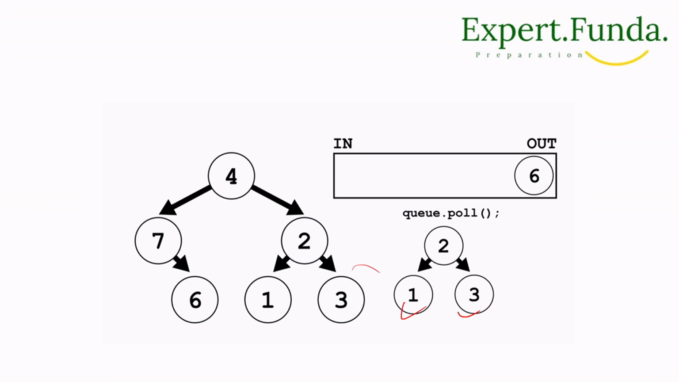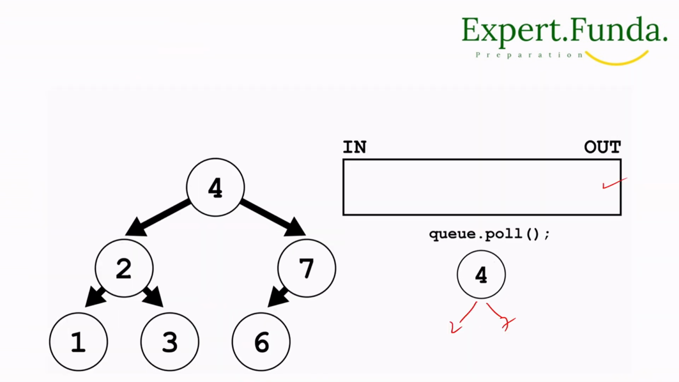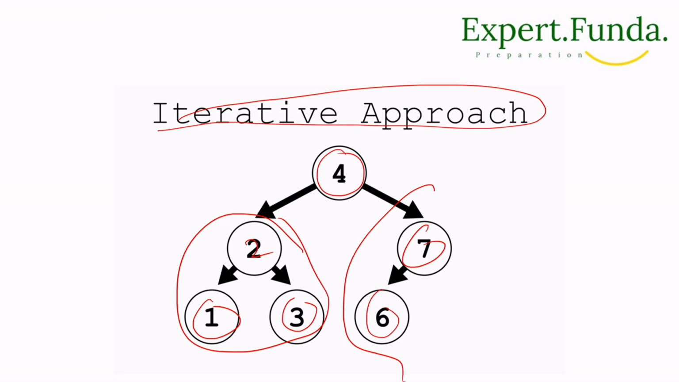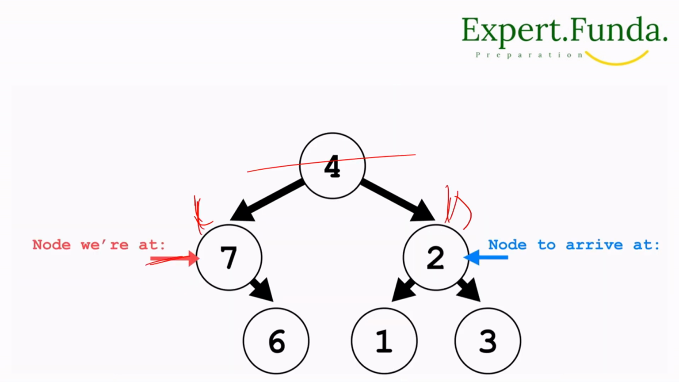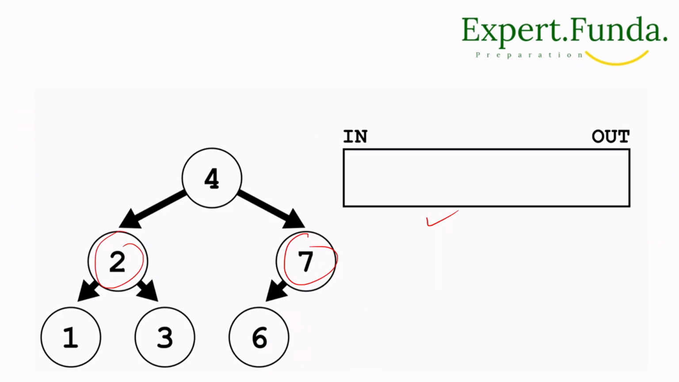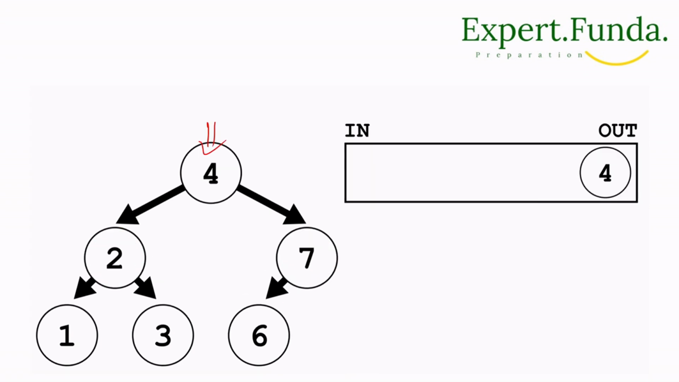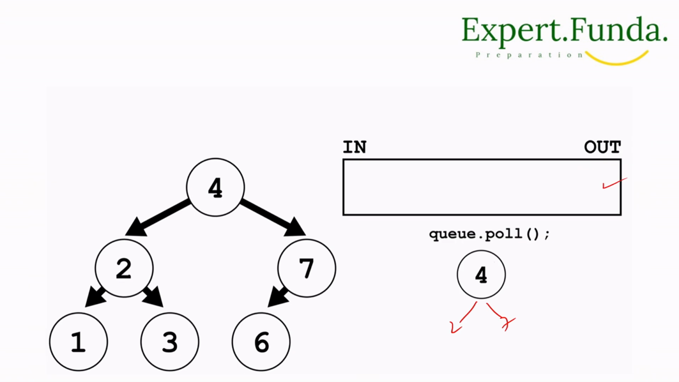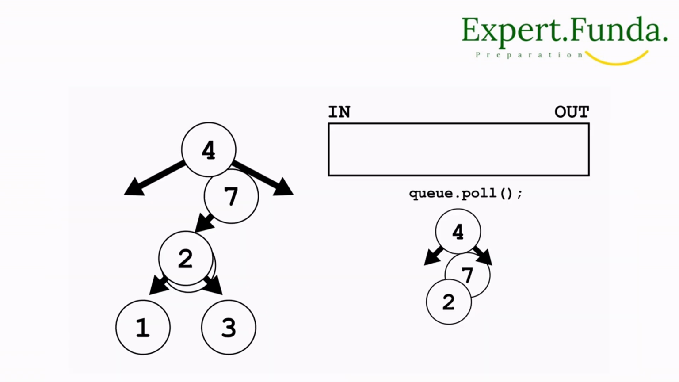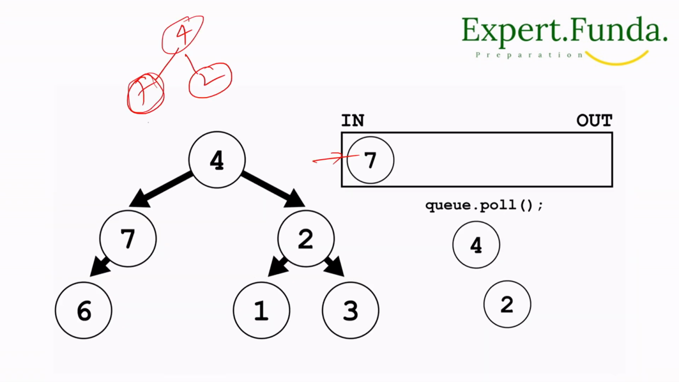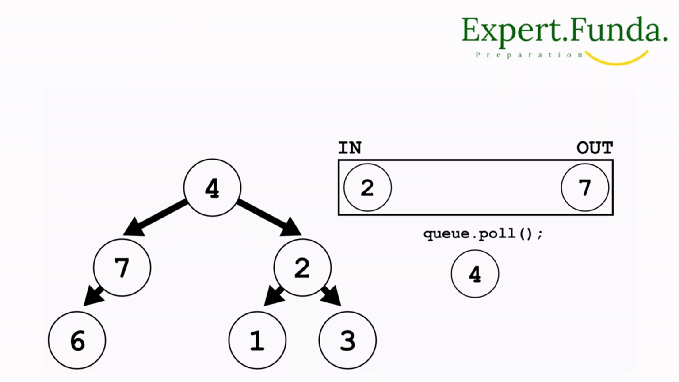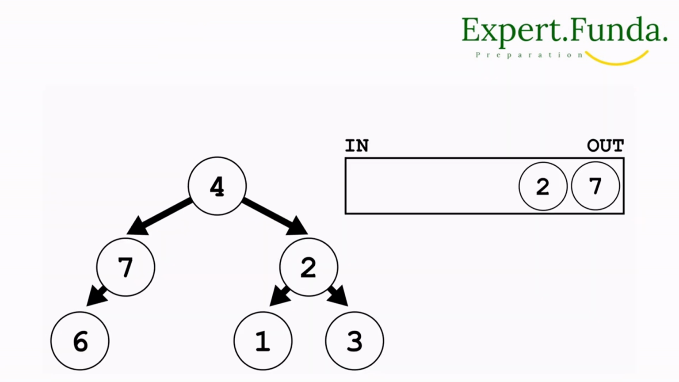Let me recap again what I have done till now. So this is our iterative approach. We have left and right children. We will first move to the 4, then we will move to the 7 and 2, and then in the last we will move to 6, 1, 3. So we will start by adding 4 into the queue. Next we will remove from the queue. We have 4, and it has two children, 2 and 7. We will do the swap and then add onto the queue. So 7 will come, then 2 will come. So 2 and 7 look like this.